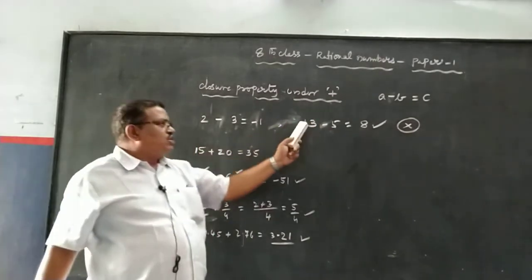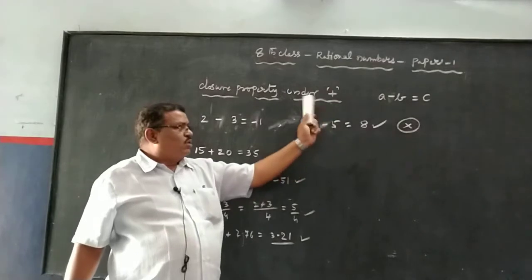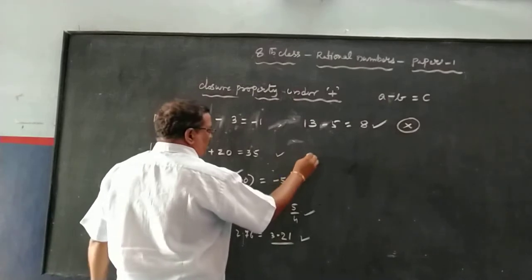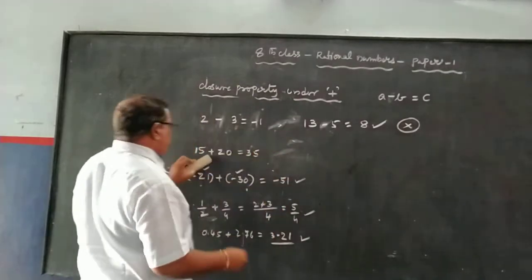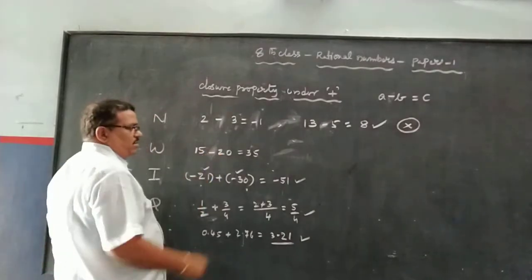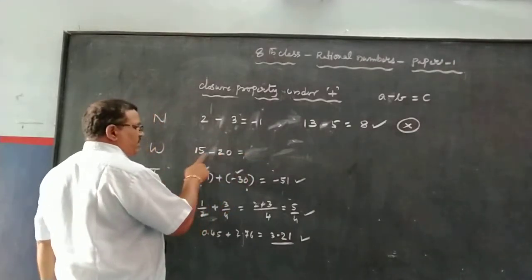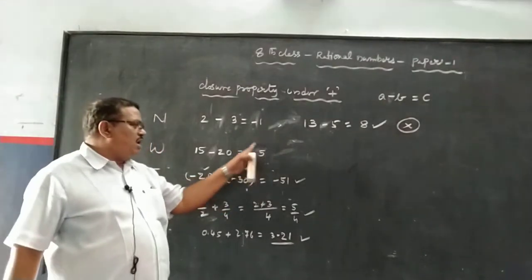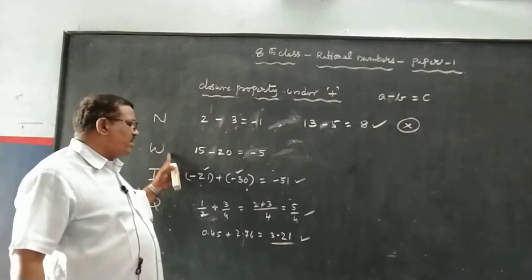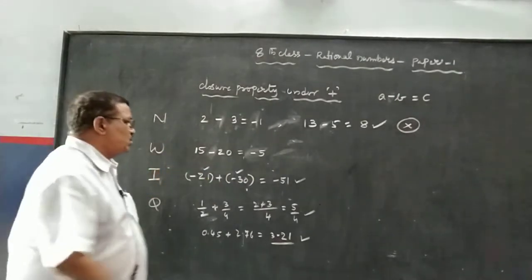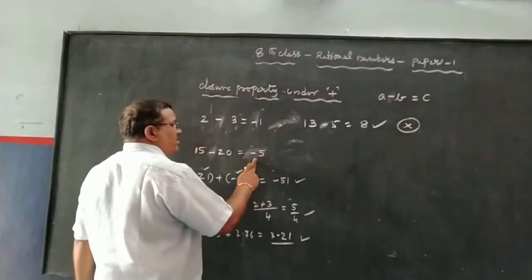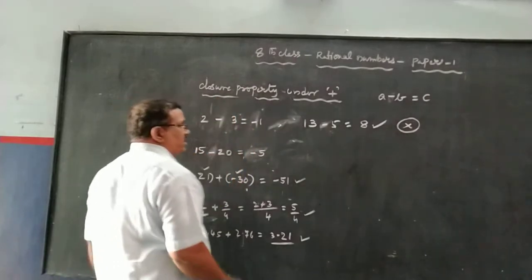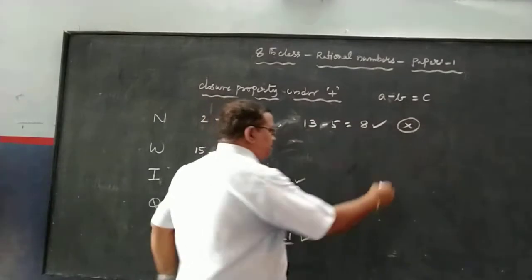So natural numbers will not satisfy the closure property under subtraction. Then go to the whole numbers. 15 is one whole number, 20 is another whole number, the difference of them is 15 minus 20, that is minus 5. But minus 5 does not belong to the set of whole numbers. Whole numbers start from where? 0, 1, 2, 3, 4, 5. So finally minus 5 does not belong to the set of whole numbers. So whole numbers will not satisfy the closure property under subtraction.